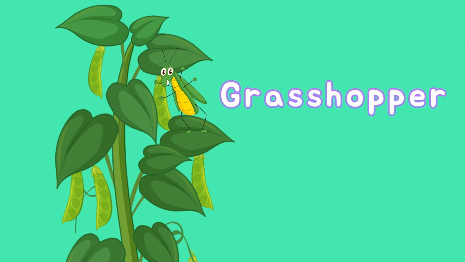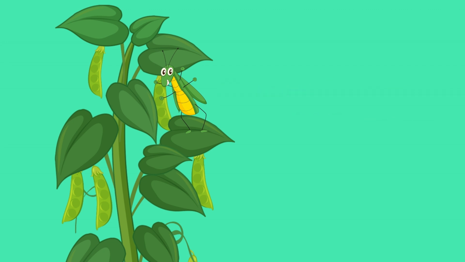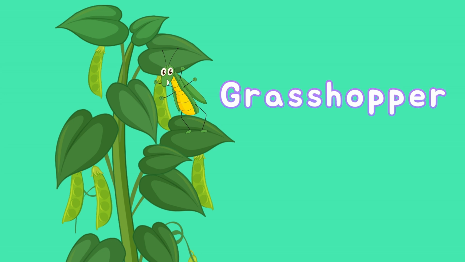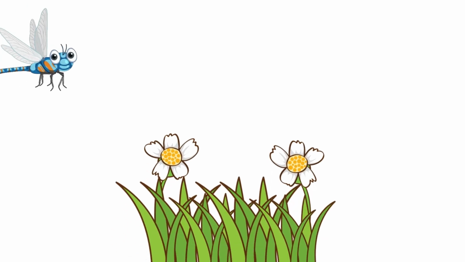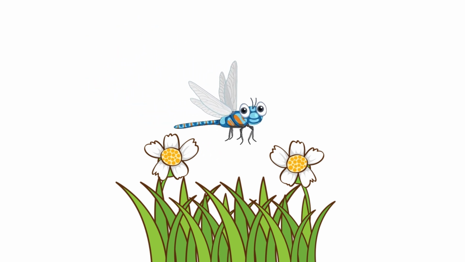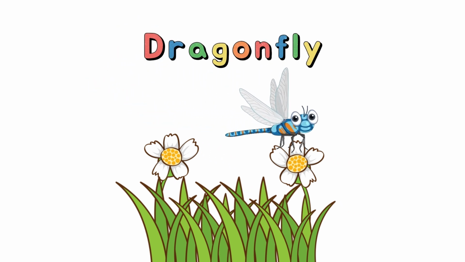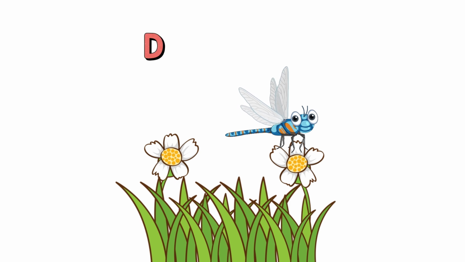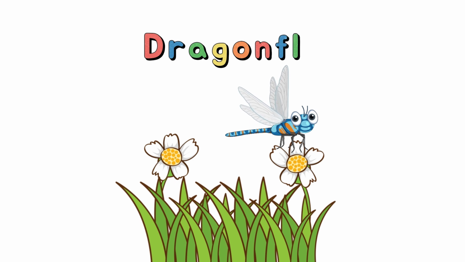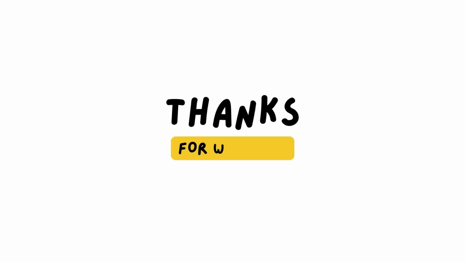This is a grasshopper. Let's spell it. G-R-A-S-H-O-P-P-E-R, grasshopper. This is a dragonfly. Let's spell it. D-R-A-G-O-N-F-L-Y, dragonfly.